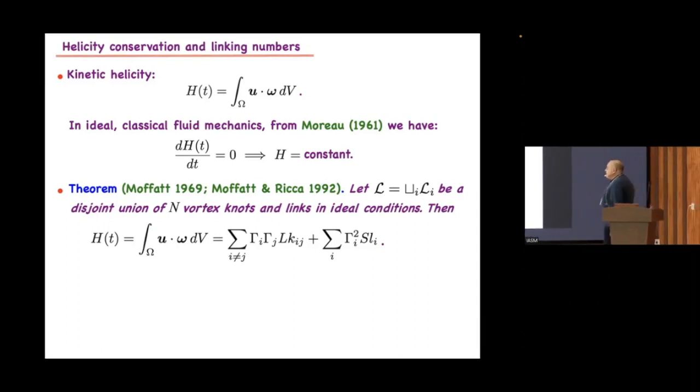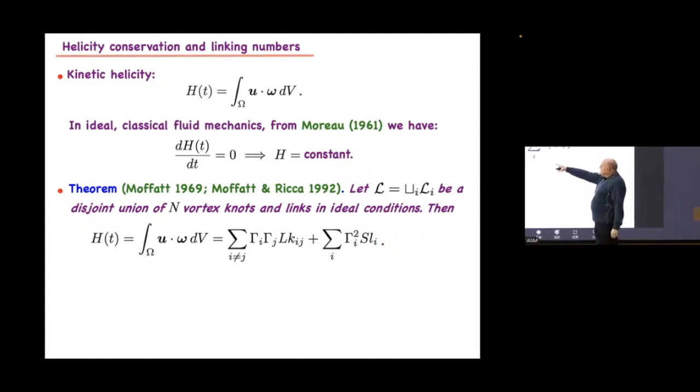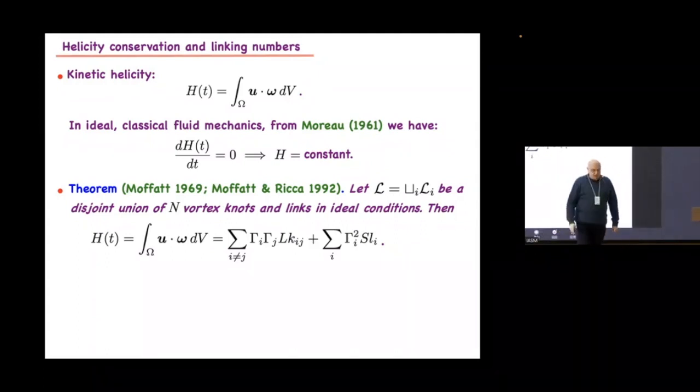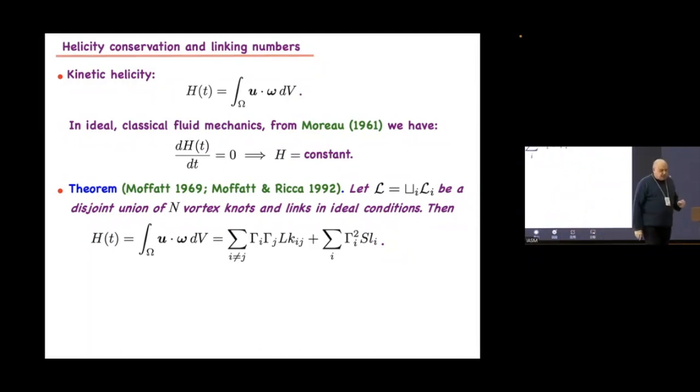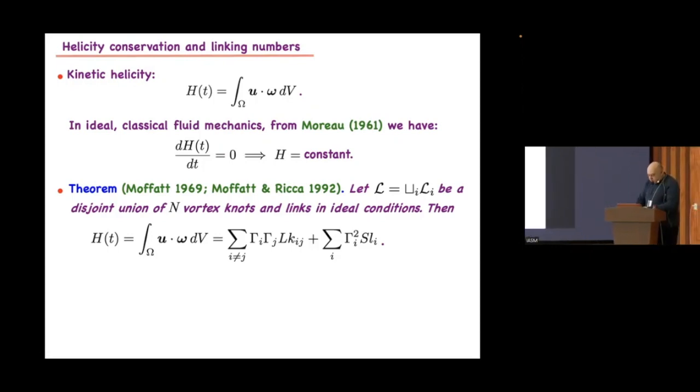What we have here is that the integral quantity, u dot omega, can be expressed in terms of two topological quantities, the Gauss linking number and what we call the self-linking number of a single component. If we consider a system of vortex knots forming links, the gammas are the circulations of these vortices.